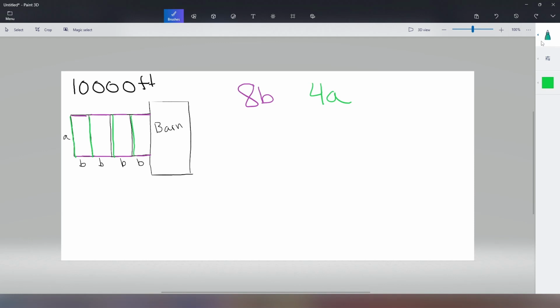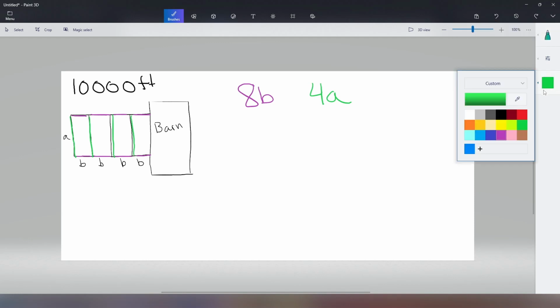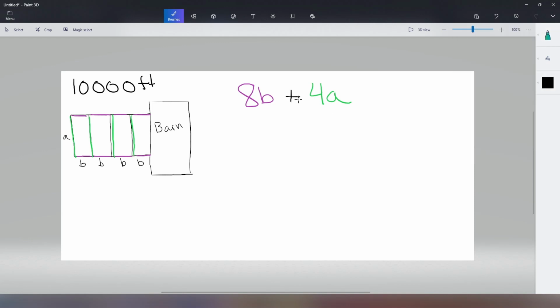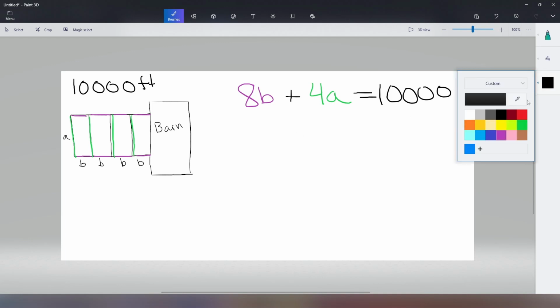So now we are going to create our first formula by adding the total length of all the B sides plus the total length of all the A sides to get us 10,000. So this is our first equation. Our second equation is to find the area of each corral, and this is going to be our function, which we're going to find the maximum of.